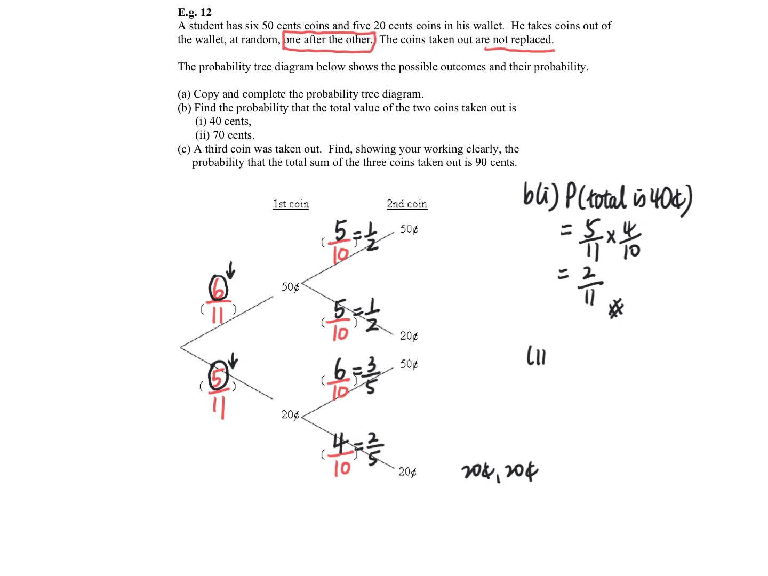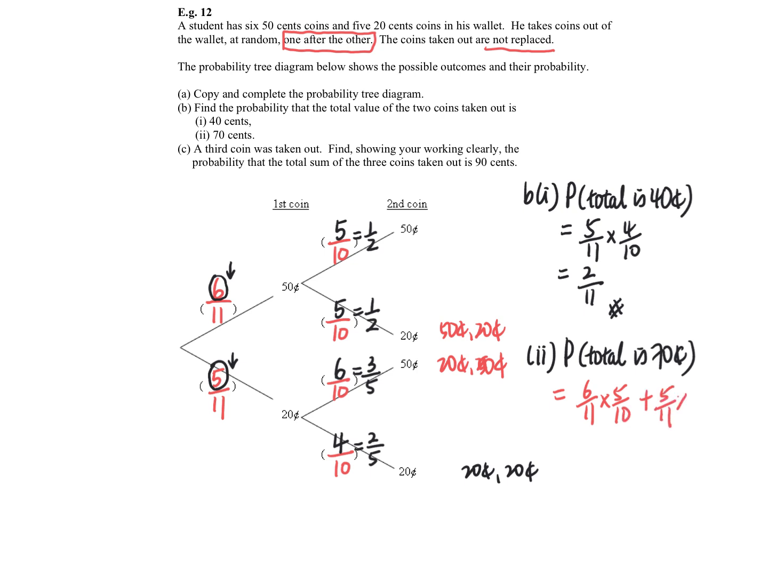Okay, part 2, I want the total to be 70 cents. So you know it must be the 50-20 and the 20-50. So these two. The rest you don't want. So just go and total this up. 6 out of 11 times the 5 over 10 and 5 out of 11 times the 6 over 10.